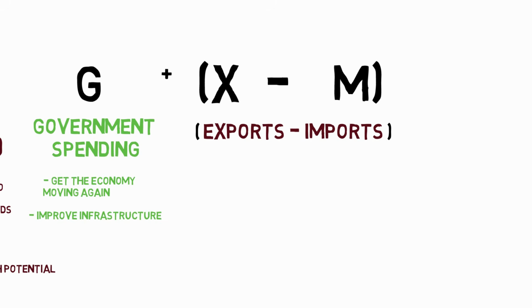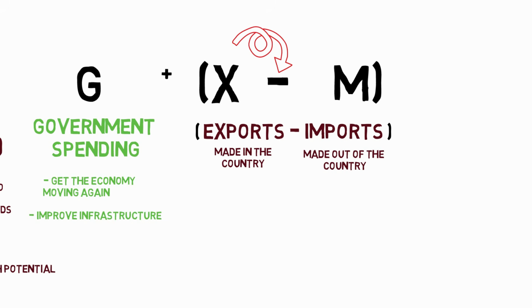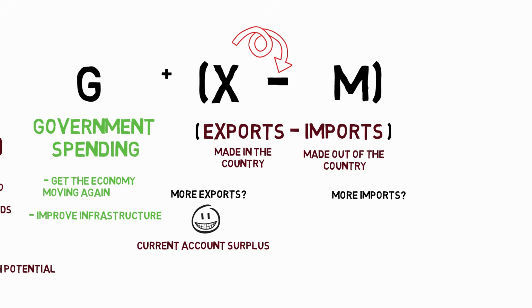Exports and imports are linked. Exports are what is made in the country and then sold abroad, while imports are made out of the country and then sold within the country. You may notice that the formula here is exports minus imports. This is important because if there are more exports than imports, then this is good for the country's growth. They call this a current account surplus. But if there are more imports than exports, they call this a current account deficit, and this slows economic growth.